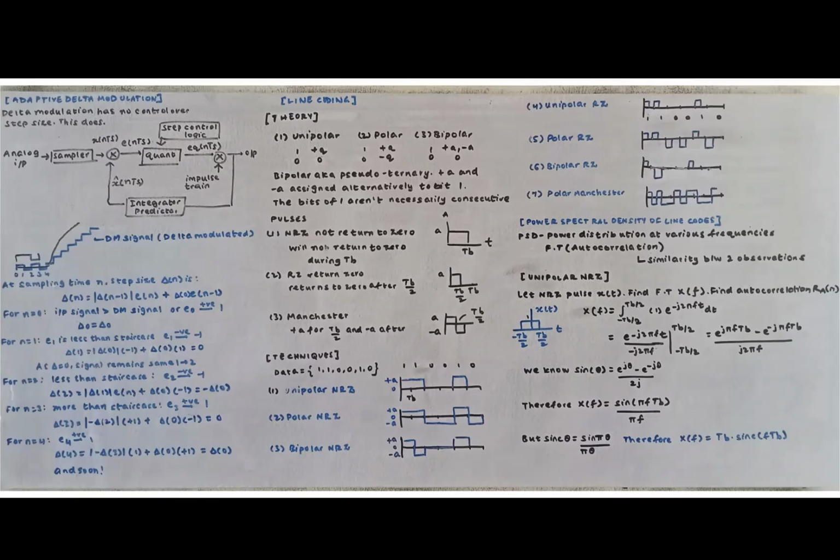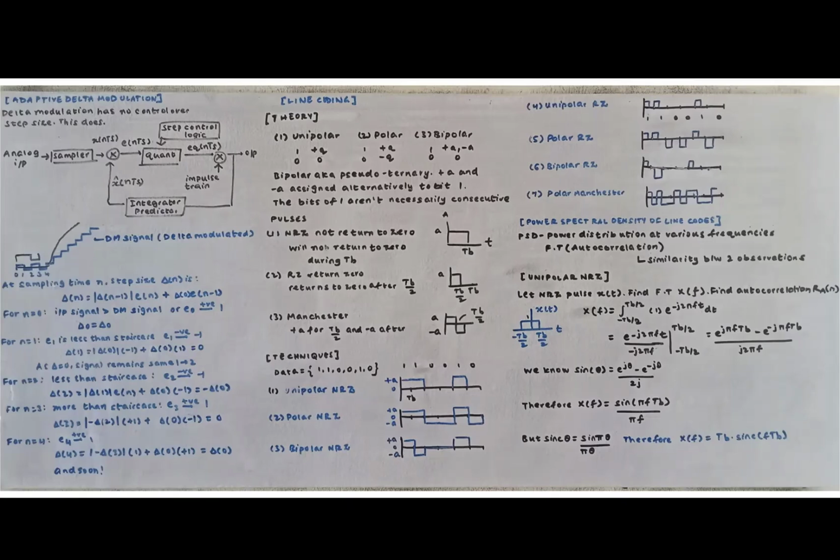At n equals 1, the signal is lesser than. So since the signal rises to 1, the E1 is lesser than the staircase signal, which means E1 is tending to minus 1. So delta of 1 becomes delta of n minus 1, which is delta of 0, times E of n, which is minus 1 here, because it's lesser than, then plus delta of 0 times E of n minus 1, which is just 1 times delta of 0. So that becomes 0. So as delta is 0, your signal remains the same, which goes from 1 to 2.